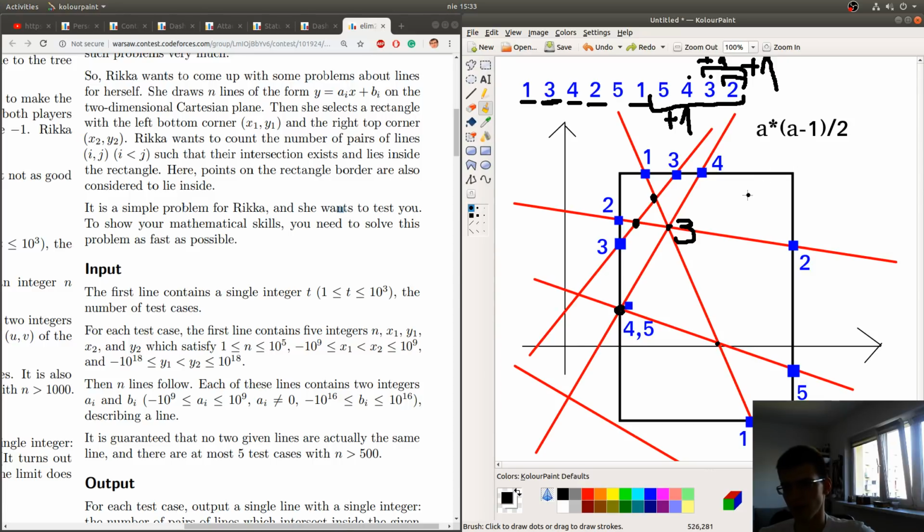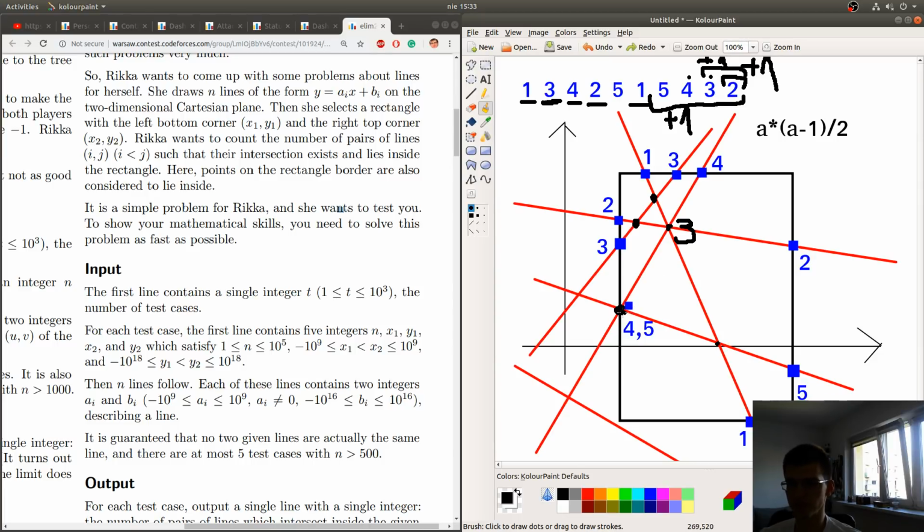Okay, and if you think about that, the fact that here 3 lines, or more lines, intersected at one place doesn't matter, because with this algorithm, for every line, we basically count the number of other lines that intersect, so everything will be okay.